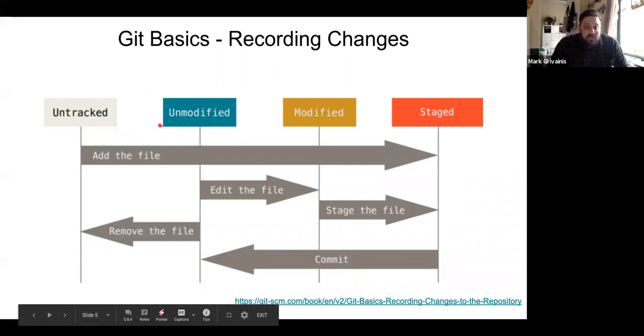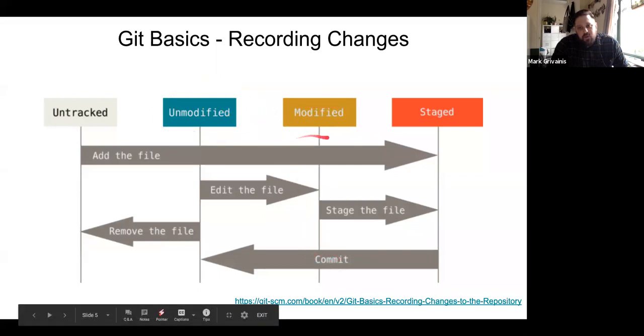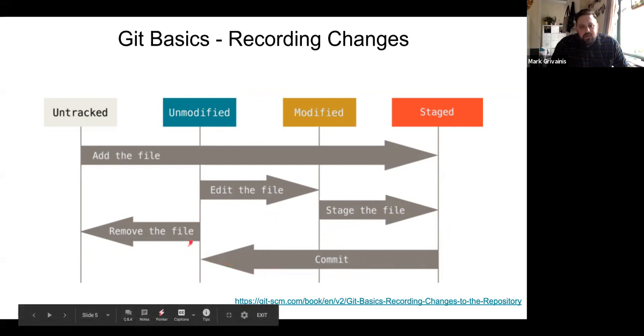If we then make a change to an unmodified file, its type will become modified. So this means that this file has had some changes from the last commit, so it differs from the commit. And if we wanted to save another checkpoint, we would then stage the file by adding it again and then commit to save a checkpoint.